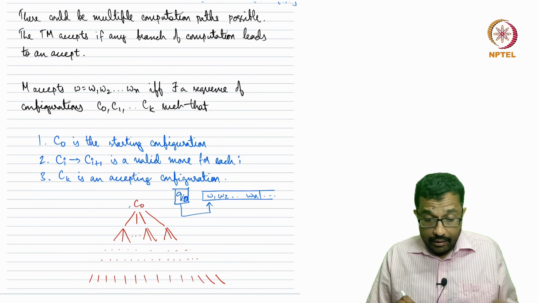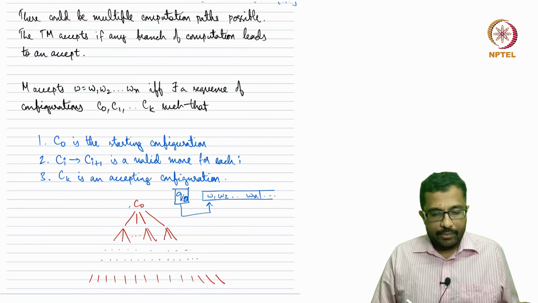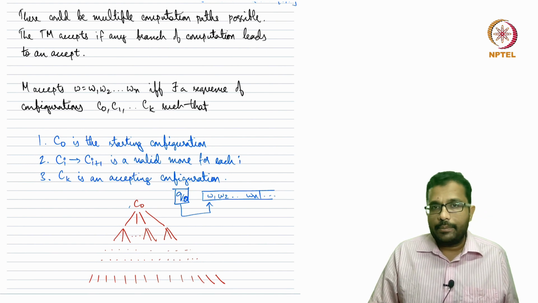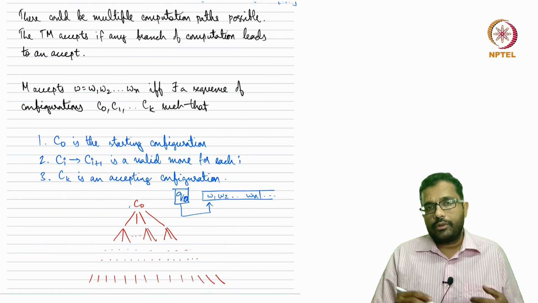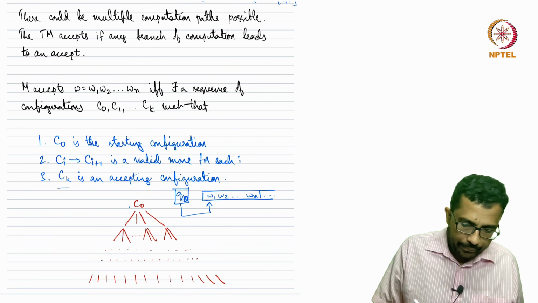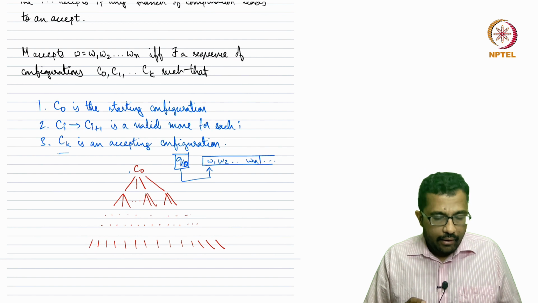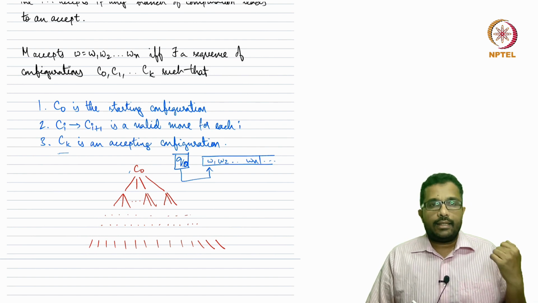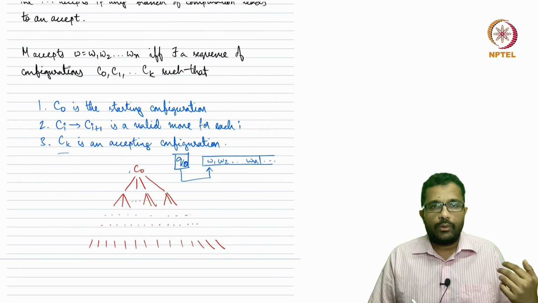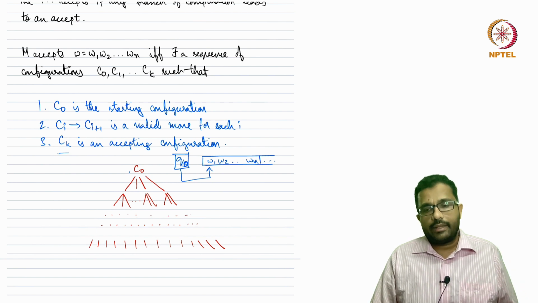In the case of a deterministic Turing machine, these conditions were the same. When does a string get accepted? A string gets accepted if there is a sequence of configurations such that C0 is the starting configuration, each move Ci to Ci plus 1 is valid, C0 to C1, C1 to C2, C2 to C3, and so on. Finally, Ck is an accepting configuration, meaning Ck contains the accept state. The same thing holds here: C1 should be a valid successor of C0, C2 a valid successor of C1, and so on. Finally, Ck should be a valid accepting configuration, meaning the state should be the accepting state.